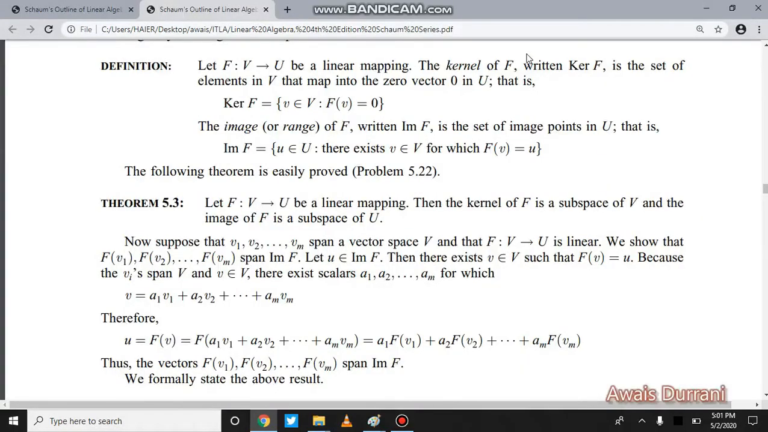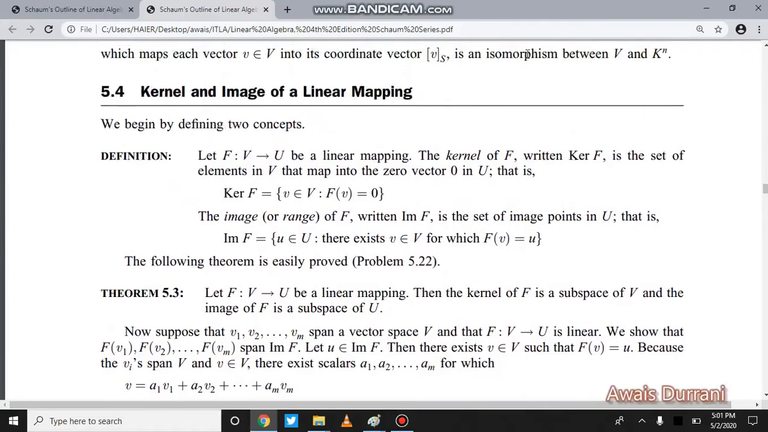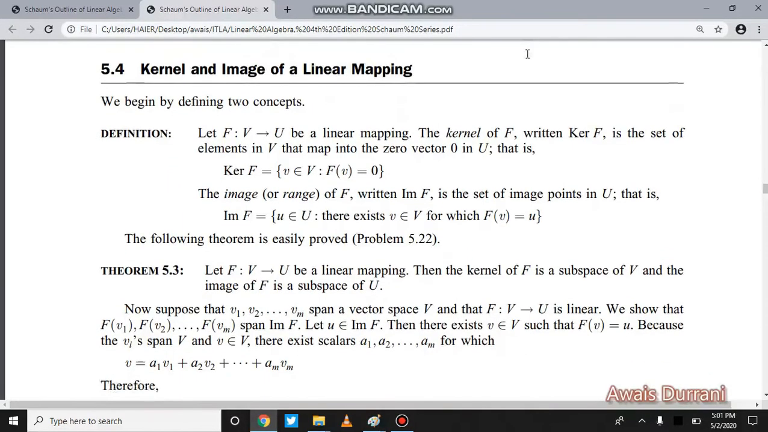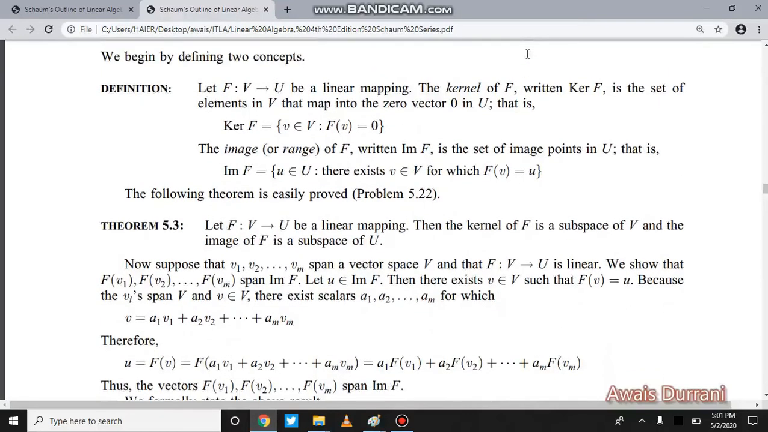Today's topic is kernel and image of a linear mapping or linear transformation. So this is our today's topic, and the definition says that maybe you are already familiar with the definition of kernel when you were studying rings and fields, or maybe in other subjects.